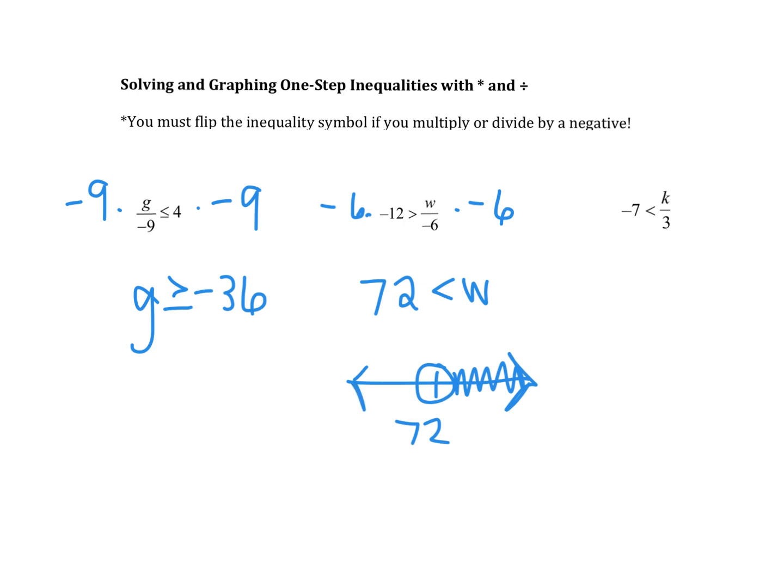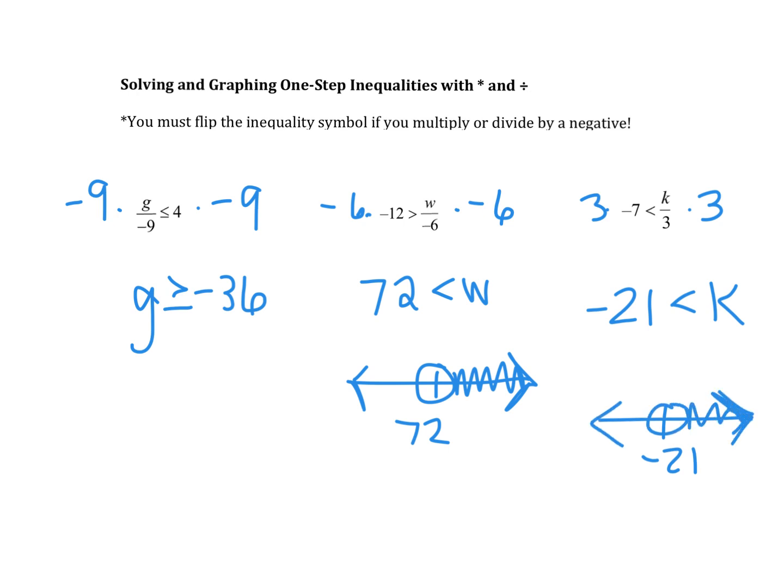Okay, then on this one, I'm going to multiply both sides by 3. I will not flip over the sign, because I see there's a negative there, but I'm not multiplying both sides by a negative. So the symbol stays as less than sign, which means that K is greater, and I'll shade to the right. Don't color in the circle, leave it open because there is no equals bar.